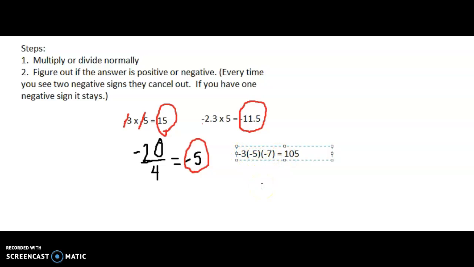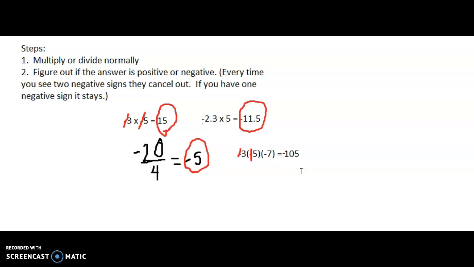But now we have to decide what sign it'll be. Remember, two negatives are going to cancel out. So I'm going to cancel out the first two negatives. And since I have one negative left, the answer is actually going to be -105. There you go. Okay, so two negatives always cancel, but if you're left with one negative, it's going to stay negative.